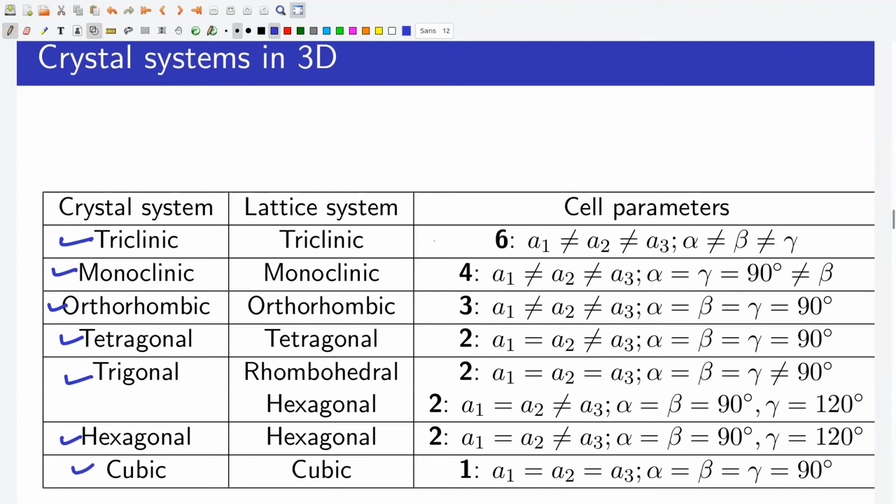So triclinic has the least symmetry, and we need 6 cell parameters to describe it: the magnitudes of all the lattice translation vectors, of which there are 3, which are all different, and the angles are also general. As we go down, the cubic has the highest symmetry, and we need only one lattice parameter, because the lengths of all the lattice translation vectors are equal, and the angle is also fixed and equal to 90 degrees.